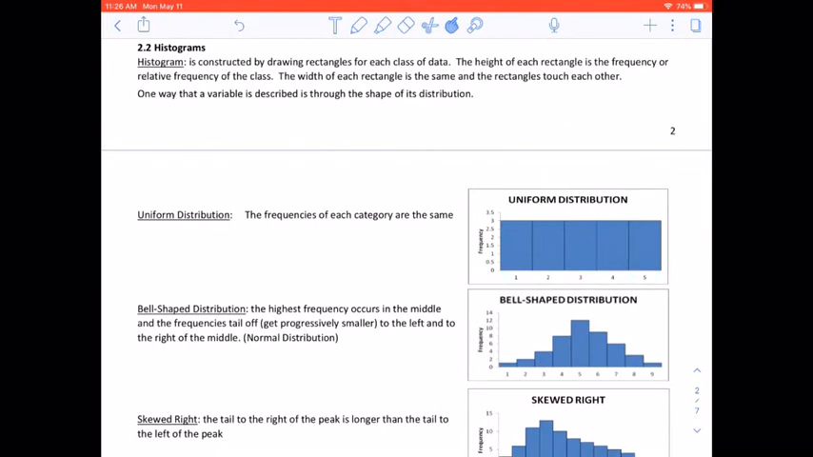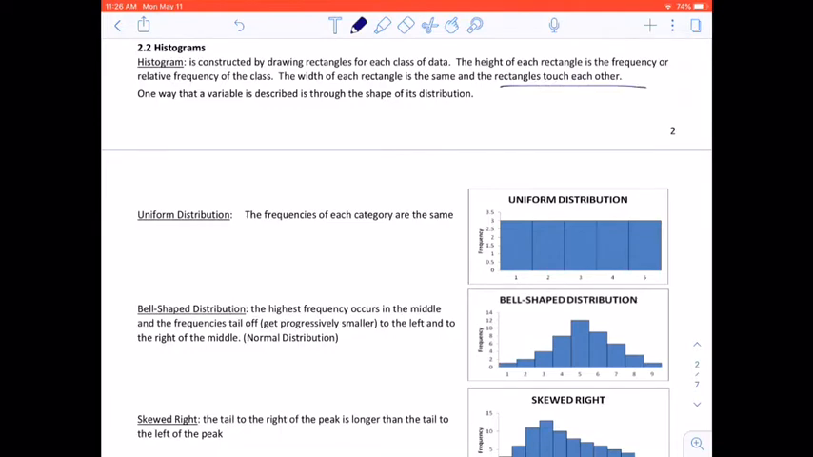Section 2.2 is on histograms. A histogram is constructed by drawing rectangles for each class of data. The height for each rectangle is the frequency or relative frequency of the class, and the width of each rectangle is the same, and the rectangles touch each other.